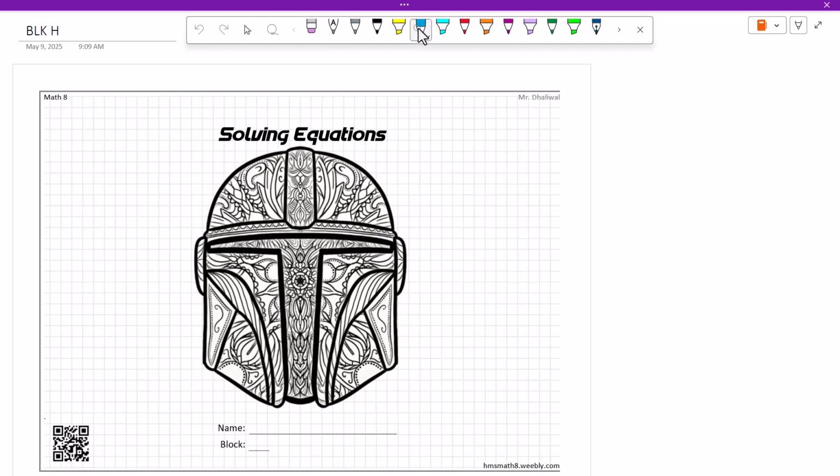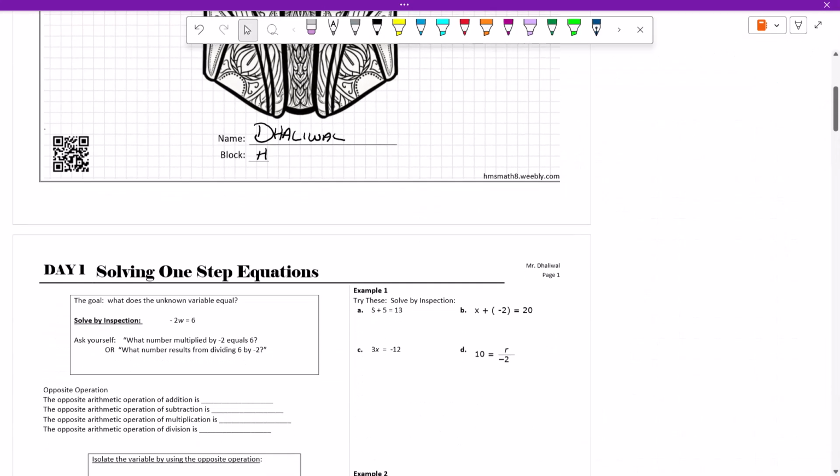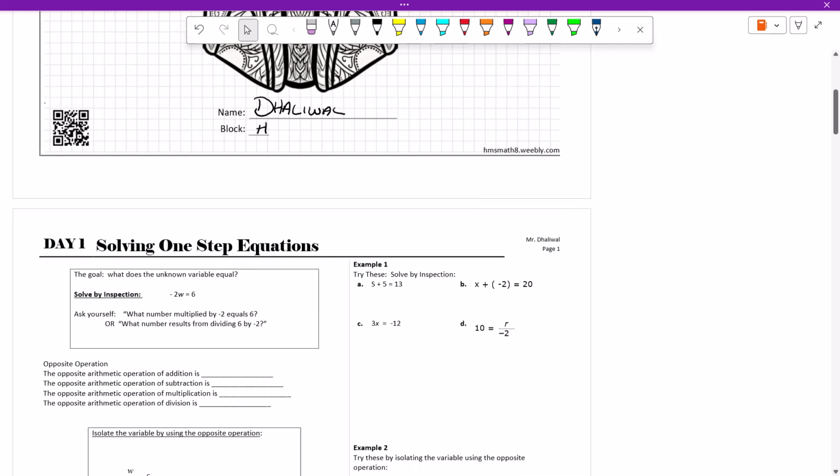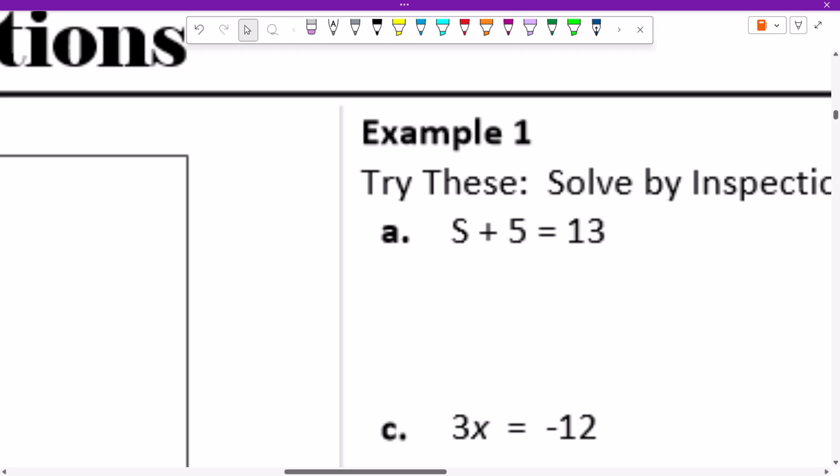Let's start off with our name. I'll get into more detail here. Dhaliwal, we are block H. Okay? So, let's go to our first set of notes here on the very first page. Let's go to this corner here. Here, you don't need to write this down quite yet.